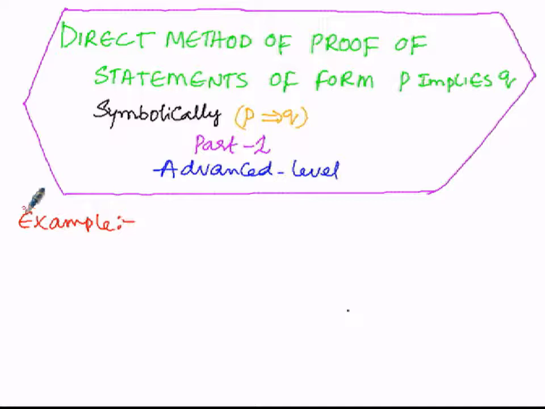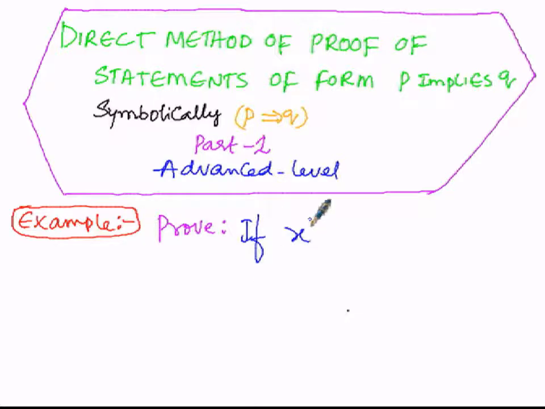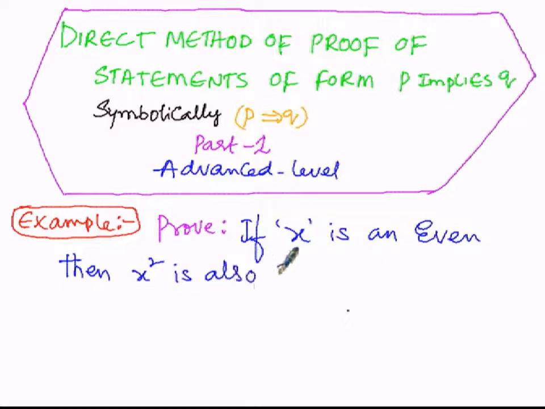So in our example, we have to prove that if x is an even number, then x square is also an even number. So here the if condition, that is the given condition, is x is even, then the condition to be proved is x square is also even. Then the proof starts now.